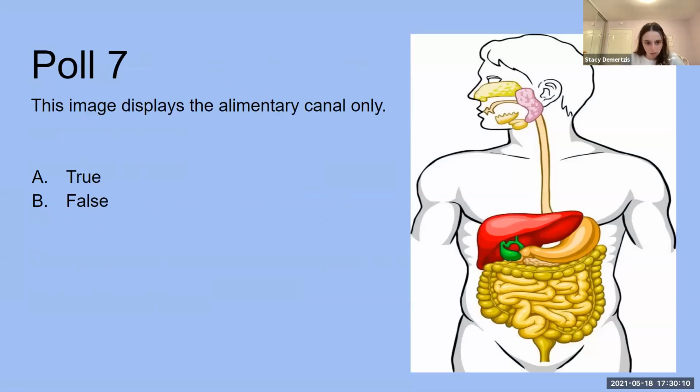In this picture, we reviewed part of the organs of the alimentary canal, and we reviewed some accessory organs. From what you all understand about the difference between the alimentary canal and the accessory organs, I want to ask you a true or false question. The image that you see on the right: is this image displaying the alimentary canal only? Is it true or false?